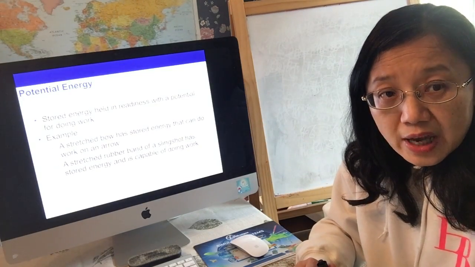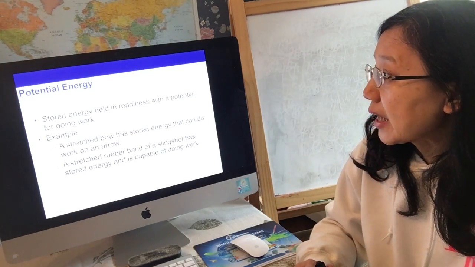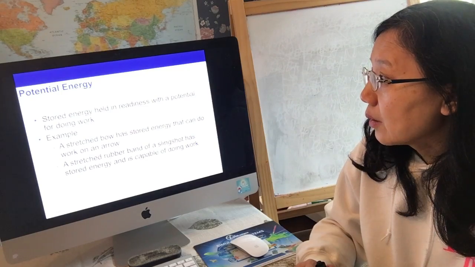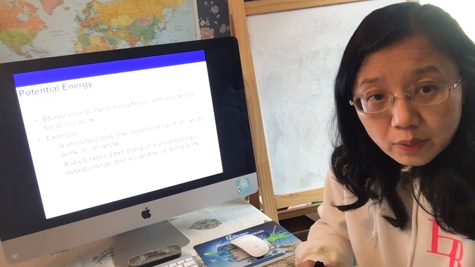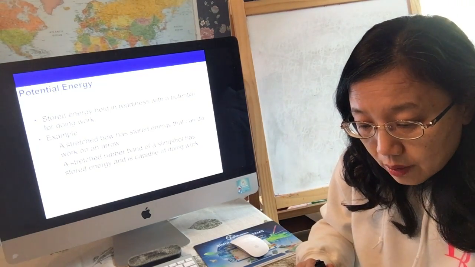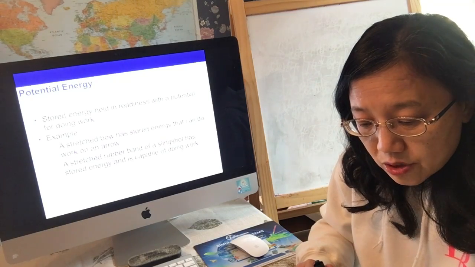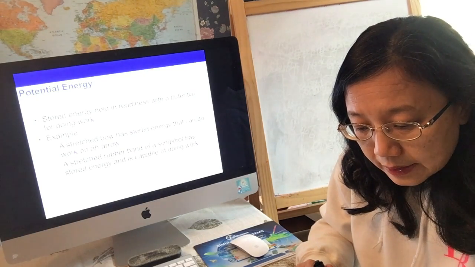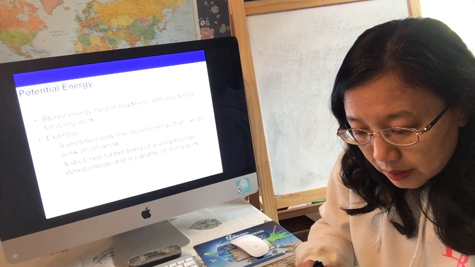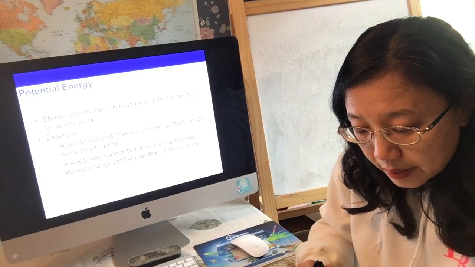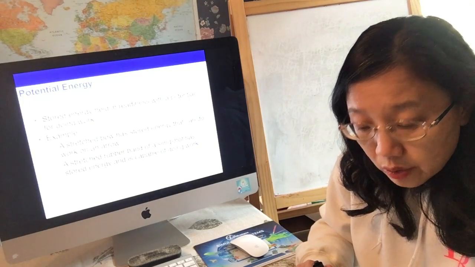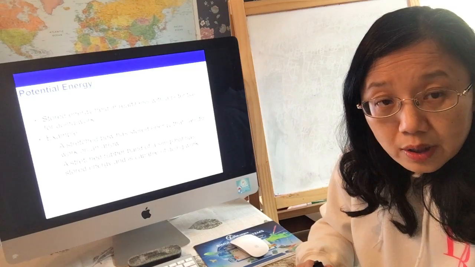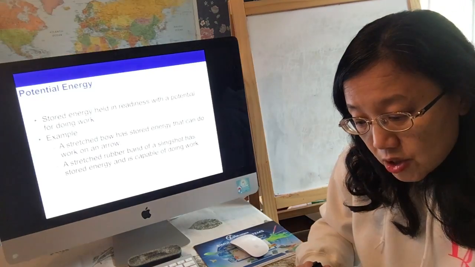Potential energy is the stored energy with the potential to do work. The most common potential energy in our class is called gravitational potential energy. But there are many different kinds of potential energy.